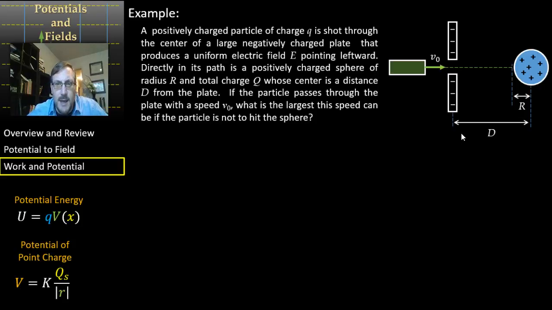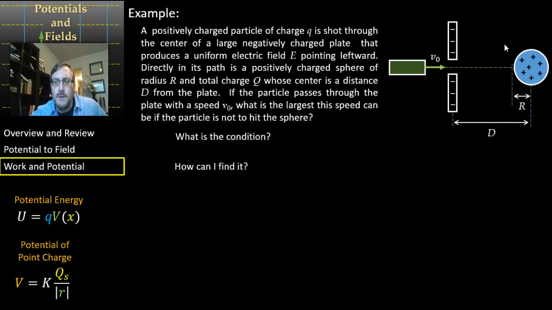On top of that, I'm shooting it through this plate, and this plate has an electric field coming from it of E. So it's a charged plate with an electric field of E, which is going to retard the motion. What I want to do is shoot this thing through there and not hit that big blue ball. All right, that's what I want to do: shoot a particle through and not hit the big blue ball.